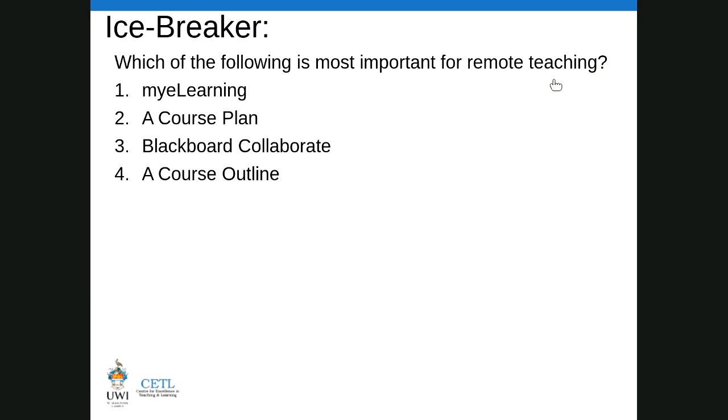Hi, Pradeep. Go ahead. Hi, Justin. For me, I think 4 are equally important. Blackboard, and of course, the outline is also important. myeLearning. Without myeLearning, you can't get access, and a course plan. So 4. Right. You say all. Okay. Good.